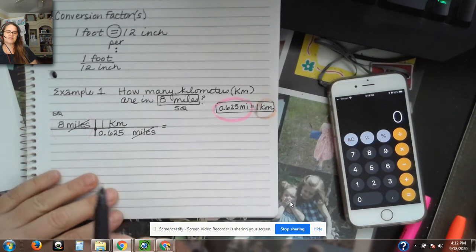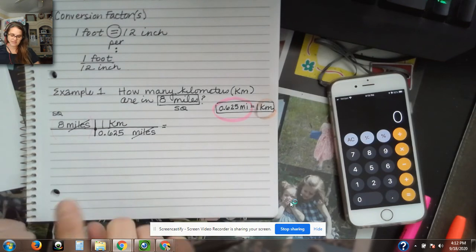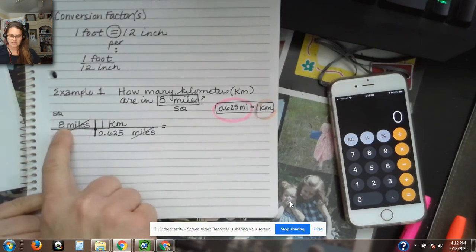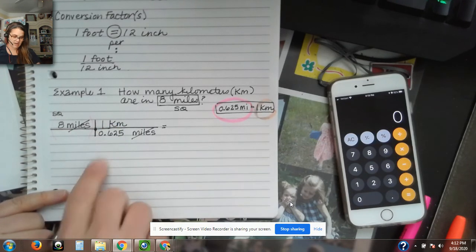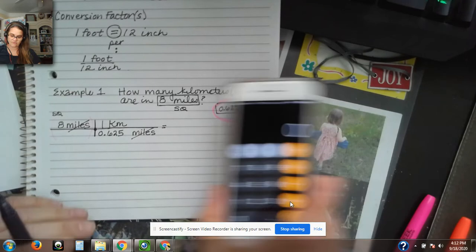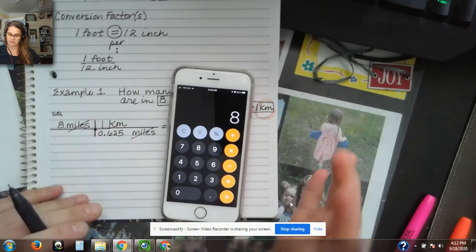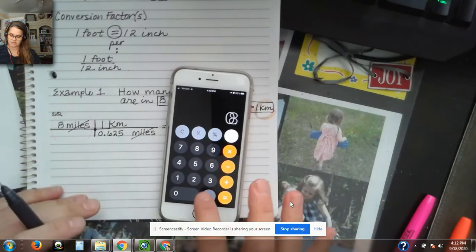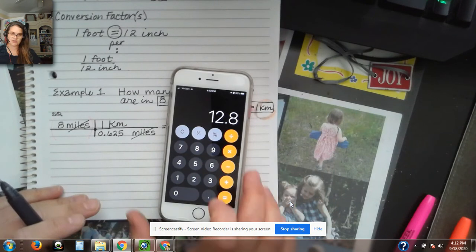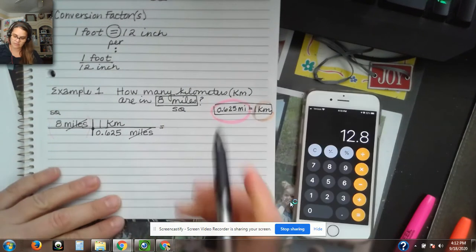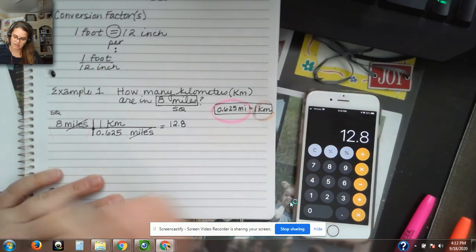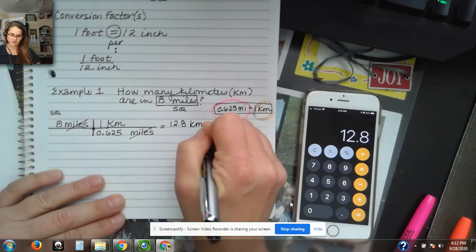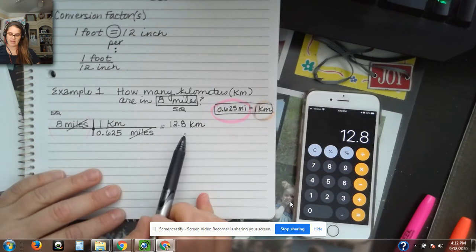Now to put this into the calculator, technically it's 8 times 1, that's 8, divided by 0.625. So I just do 8 divided by 0.625. I could put the times 1 in if I wanted, but that's a waste of my time. And now I get 12.8. So I'm going to write 12.8 kilometers. We have converted from miles to kilometers.